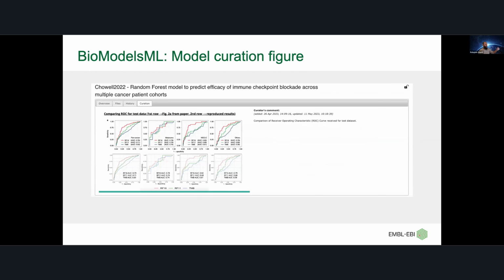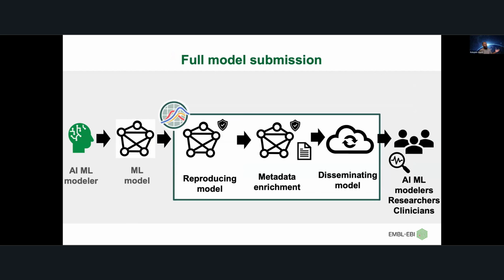The figure on the top is the figure from the paper, and the figure on the bottom is the one which we reproduced. This allows the user to be confident, before they reuse the model, that it is indeed the right model and it's doing the right job. With this, we have a workflow to allow people to submit models to BioModels and curate them, and make them FAIR, reproducible, and reusable.